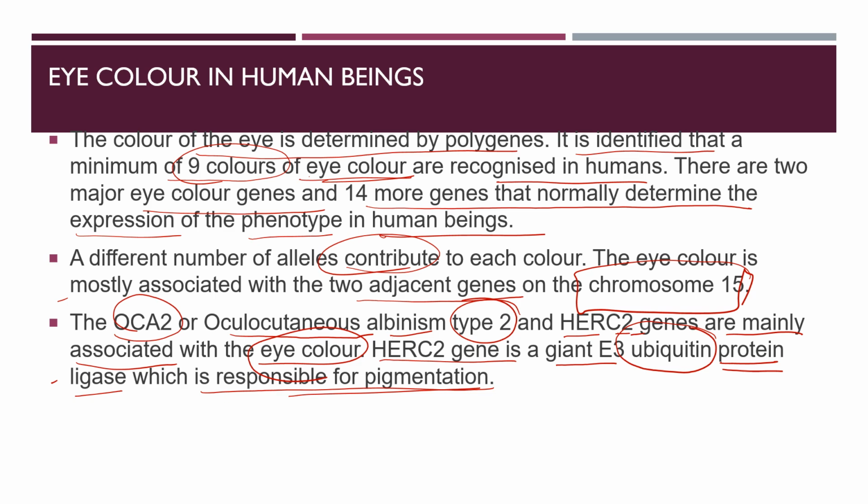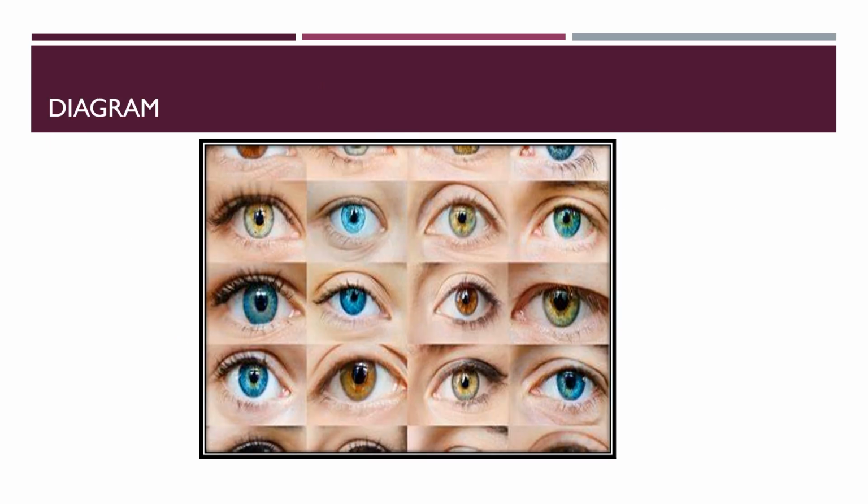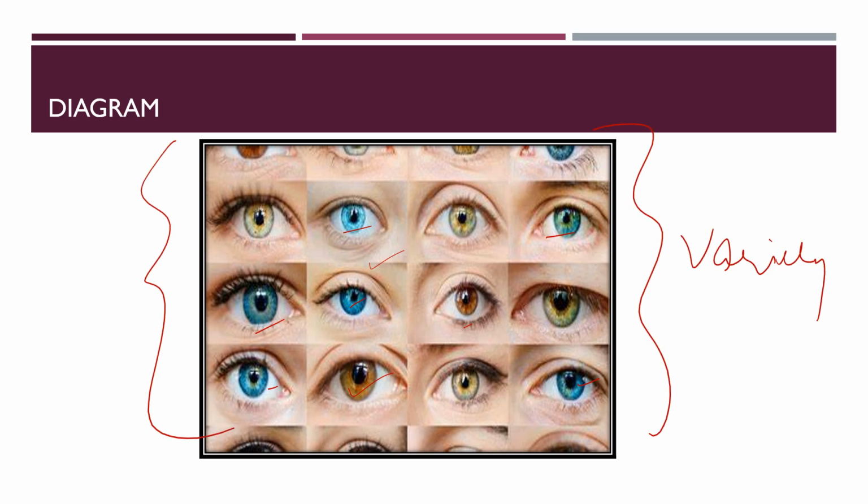Okay, so let us see what are the different types of eye color. So here you can see a wide variety of eye colors from blue to brown to wheatish. So many types of blue shades are there. They are dependent on polygenes. We have spoken about 2-3 genes there. So many other genes are there. Mainly the two genes present on chromosome 15 are responsible for the variety of eye colors. So a variety of colors are there, as you can see in this slide.